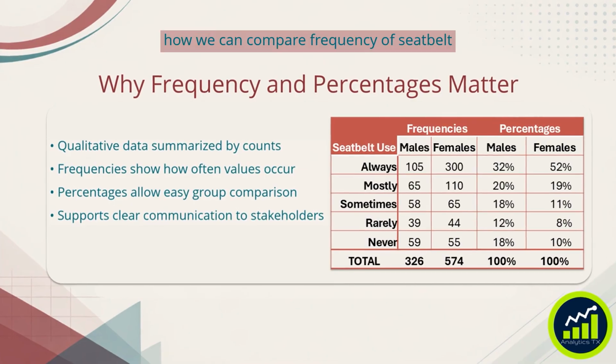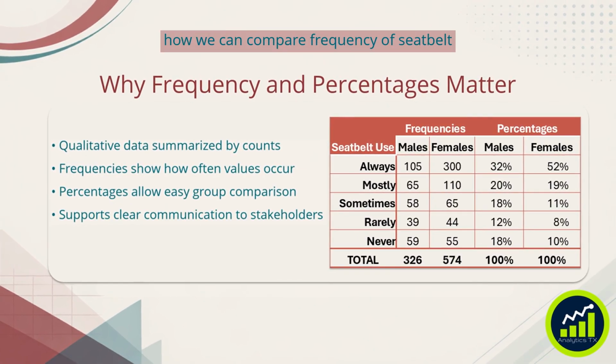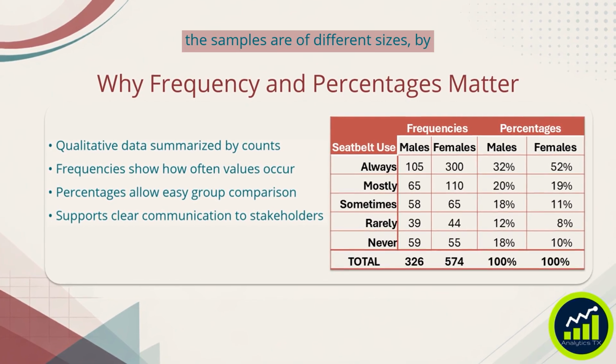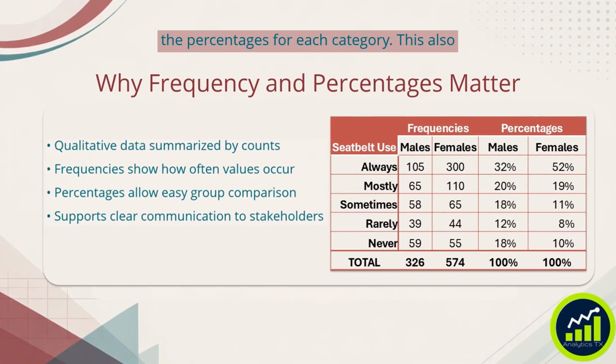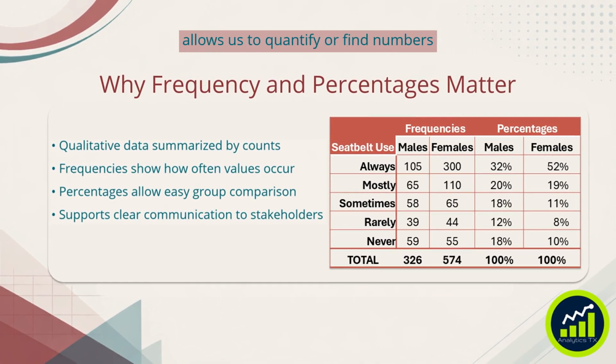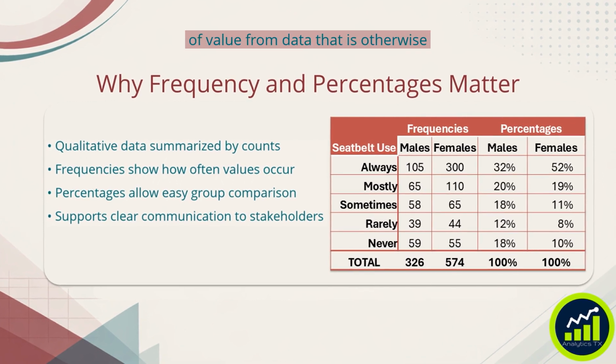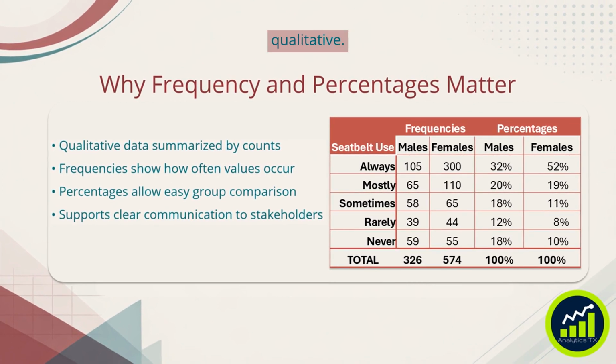In the table above, we can see how we can compare frequency of seatbelt use by males versus females, even though the samples are of different sizes, by using a frequency distribution table and calculating the percentages for each category. This also allows us to quantify or find numbers of value from data that is otherwise qualitative.